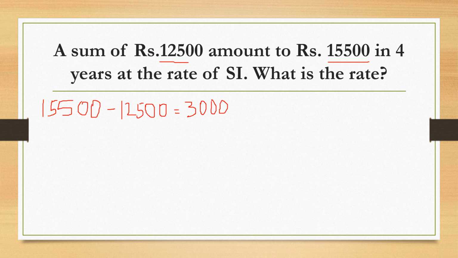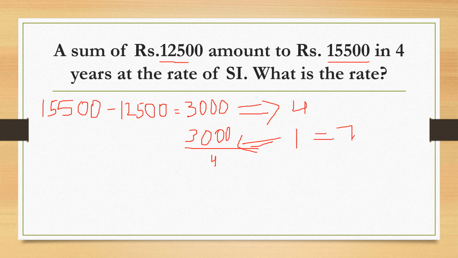This 3,000 represents the simple interest for 4 years because the simple interest is same in every year. So for 4 years the simple interest is 3,000. So for 1 year the simple interest is 3,000 by 4, which is equal to 750.